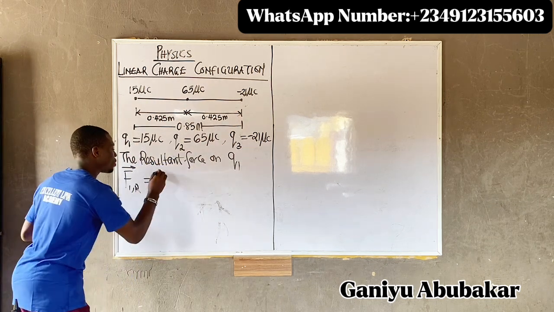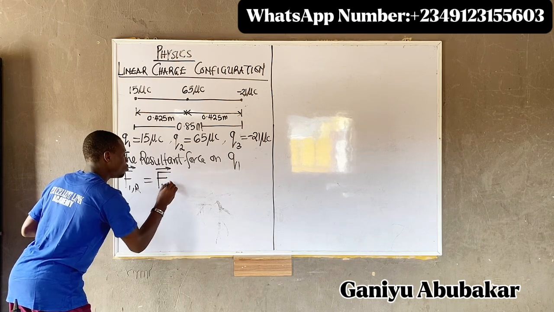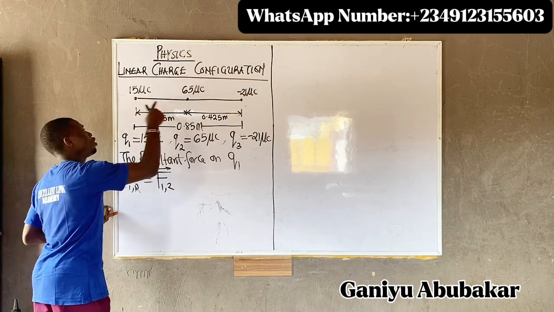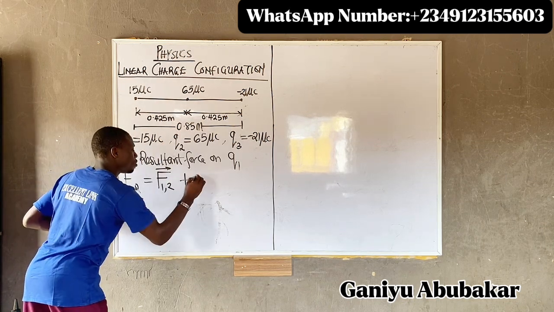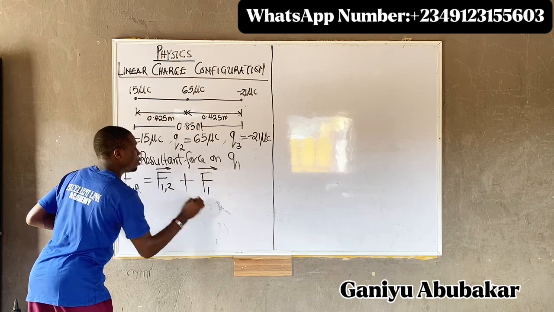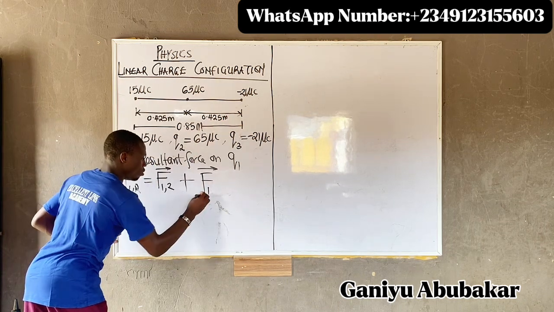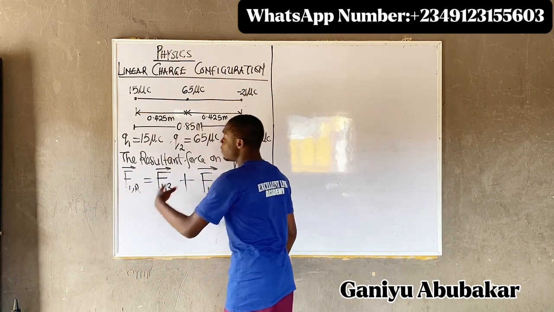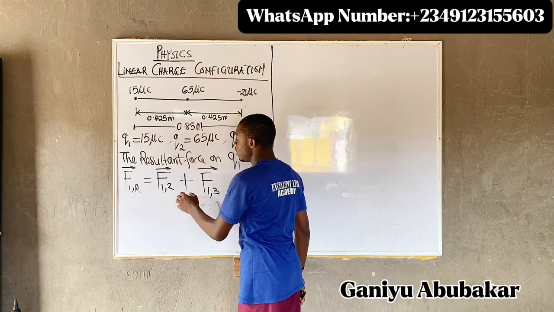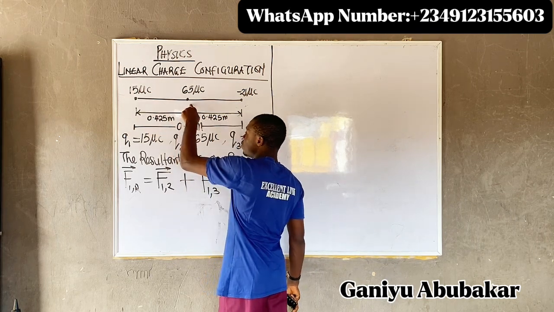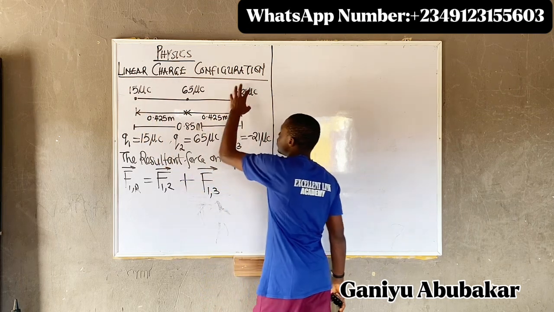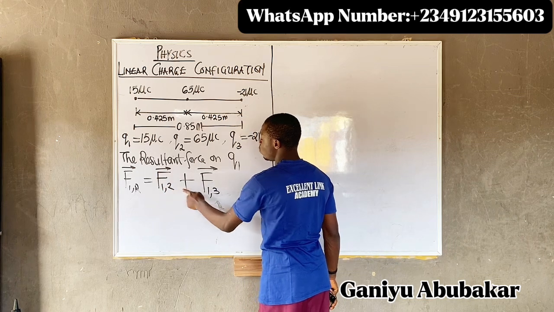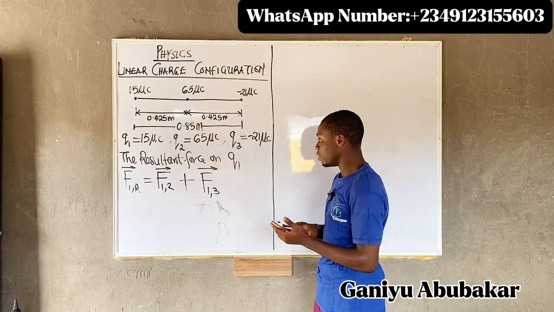What do I mean? That becomes F12, where this is 1 and this is 2. So F12 is the force between 15 and 65, plus the force between 15 and -21, that is 1 and 3. The resultant force is simply the sum of each force: the first charge considered with this one, and that same first charge considered with the last one. So F1 resultant is equal to F12 plus F13. As easy as this.